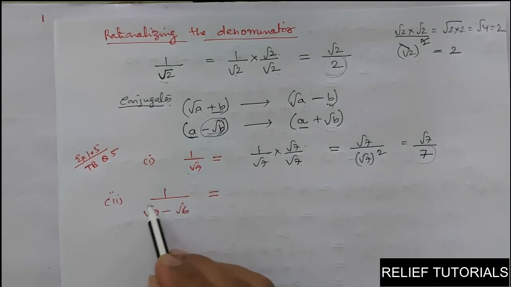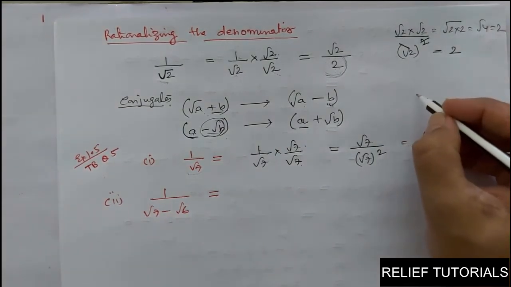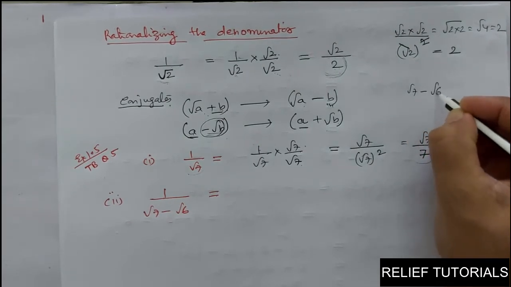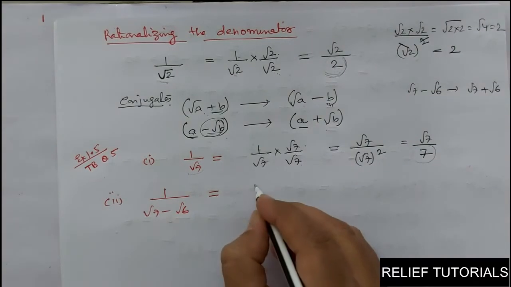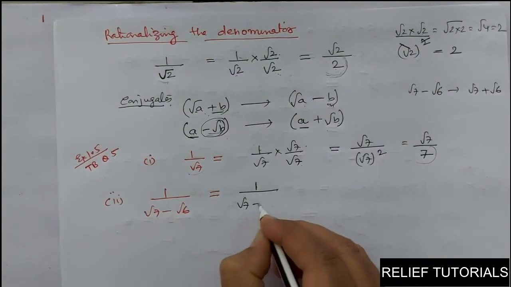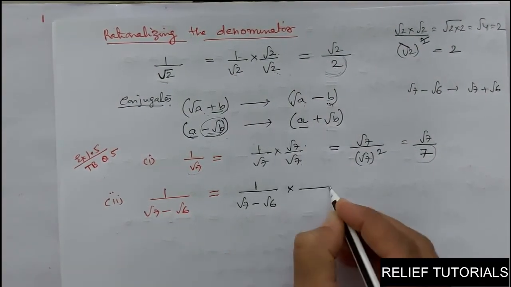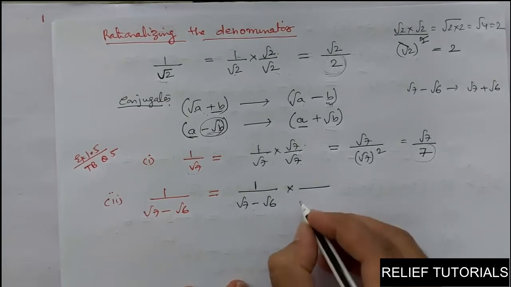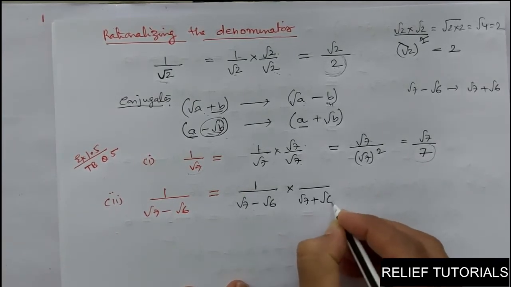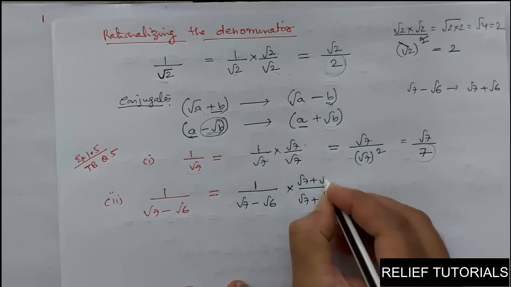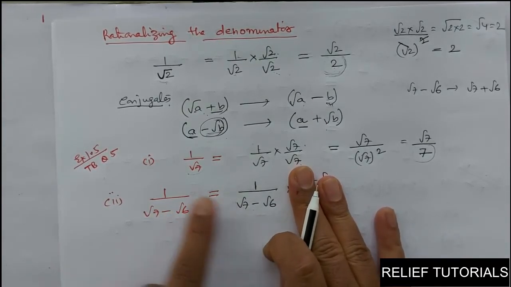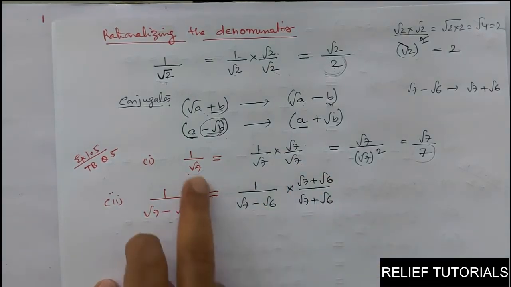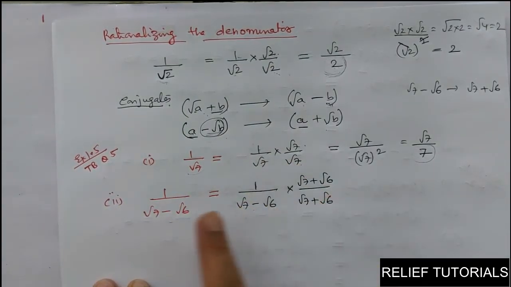You will rationalize with its conjugate. So the conjugate of root 7 minus root 6 is root 7 plus root 6. So you will multiply 1 upon root 7 minus root 6 by its conjugate: root 7 plus root 6 in the numerator and here also root 7 plus root 6. So both of these will get cancelled. Now both will remain the same, so the value of this expression and this expression is the same.